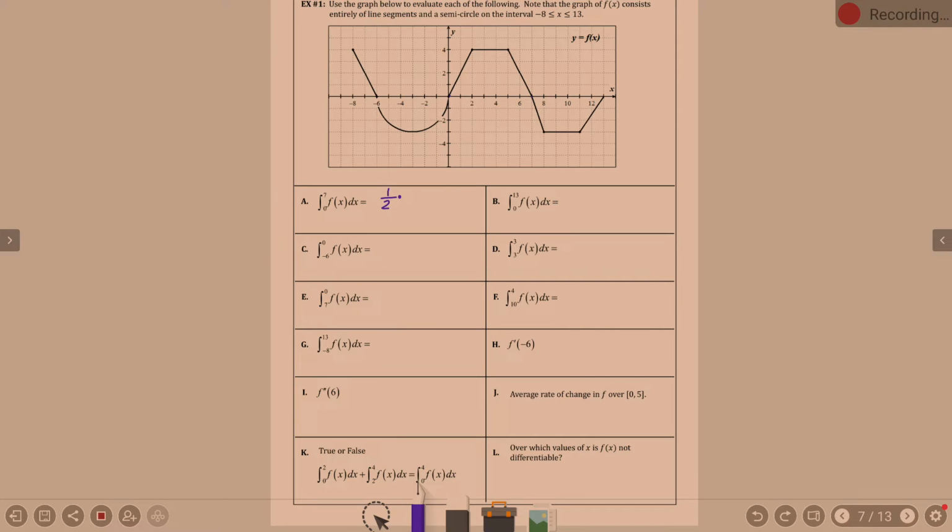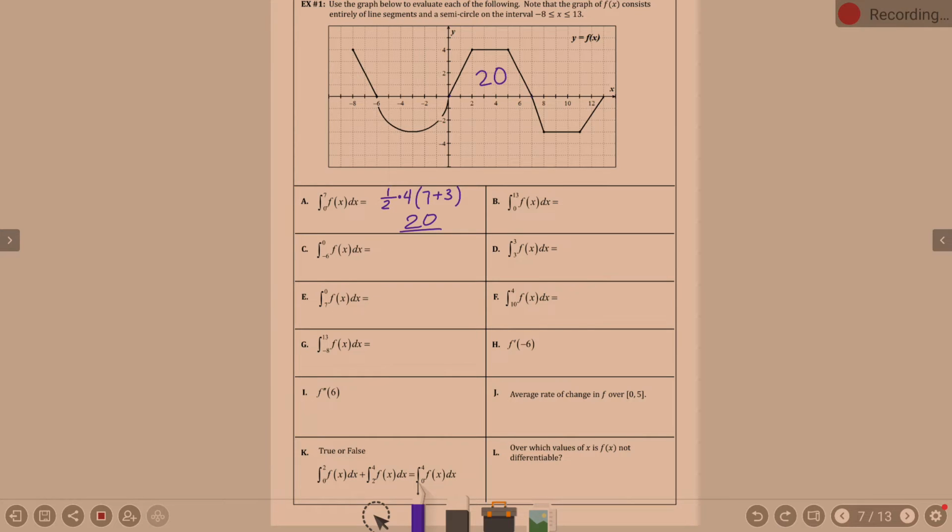1/2 times, okay, height times base plus base. The height is 4, and my bases are 3 and 7. So half of 4 is 2, times 10 is 20.